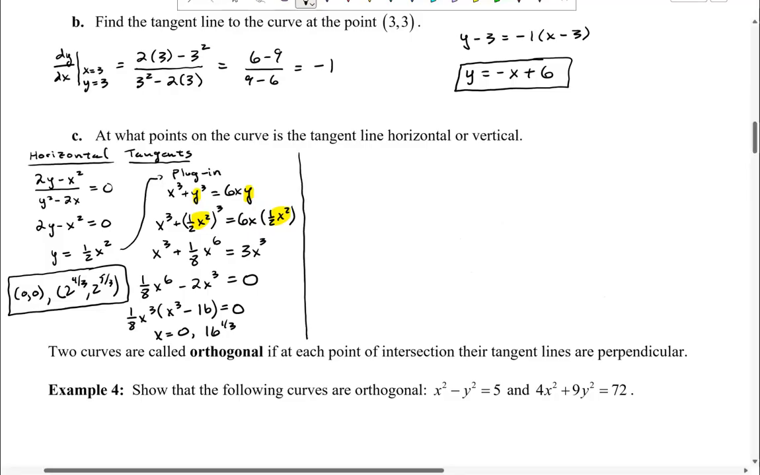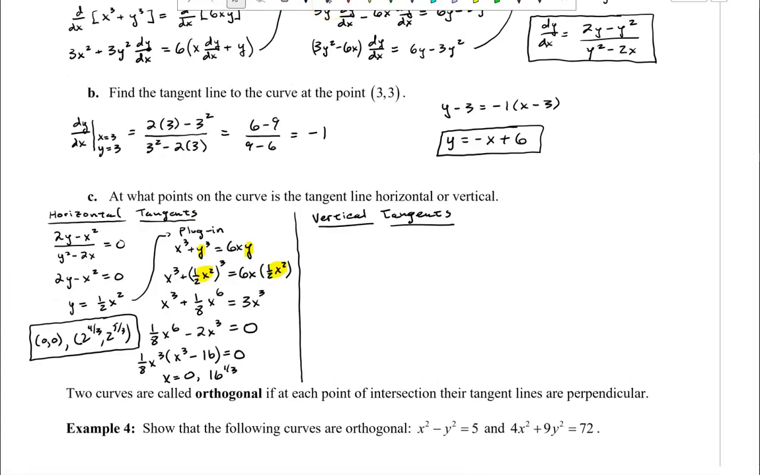Let's look at the vertical tangents. So the vertical tangents will happen wherever the derivative is undefined. In other words, we're going to take the denominator of the derivative and set it equal to 0. Just as we did previously, let's go ahead and isolate one of the variables. In this case, x is easier to isolate. Now we'll go ahead and plug in 1/2 y squared for x in the original equation.